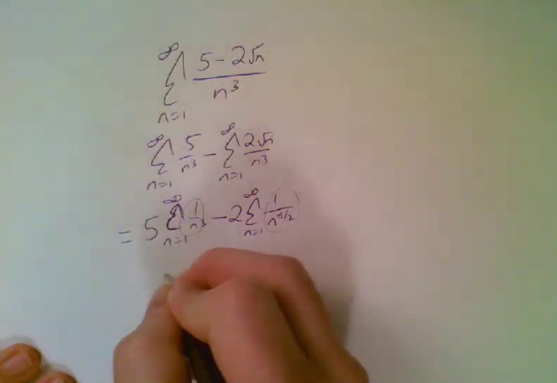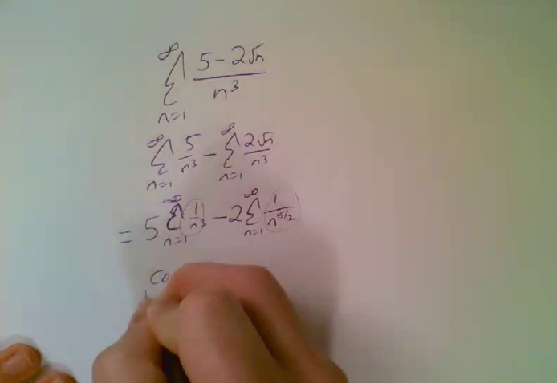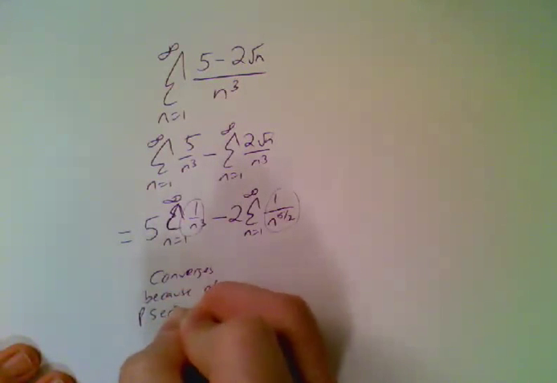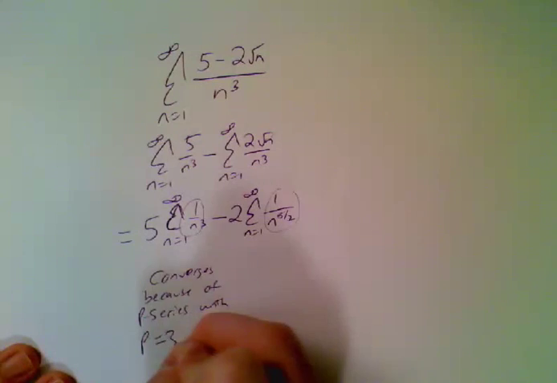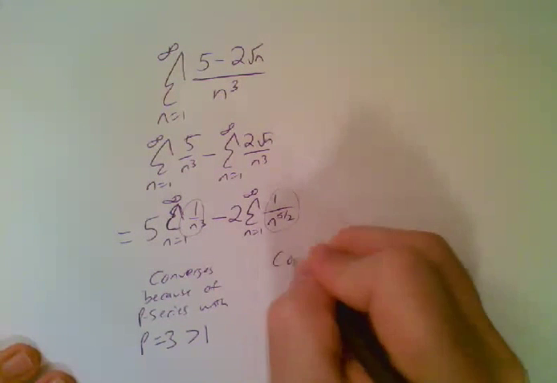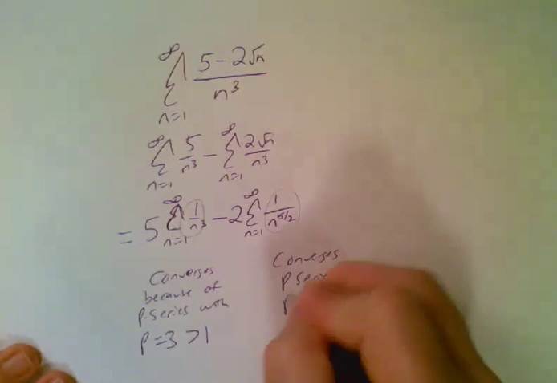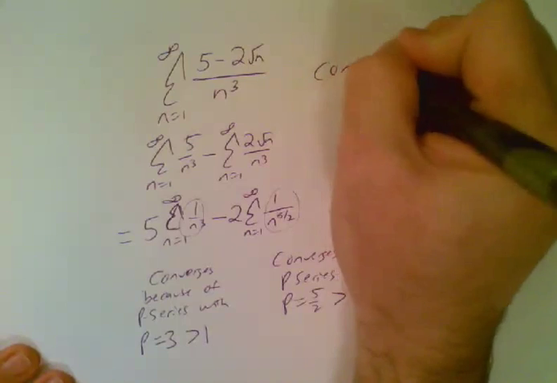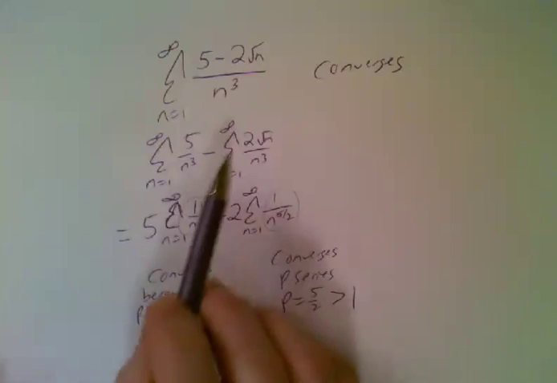So this series converges because it's a p-series with p equaling 3, which is greater than 1, and this one converges because it's a p-series with p equaling 5 halves, which is greater than 1. Therefore, this series converges. Okay, it's actually that simple. So hopefully, you can recognize a p-series when it's there.